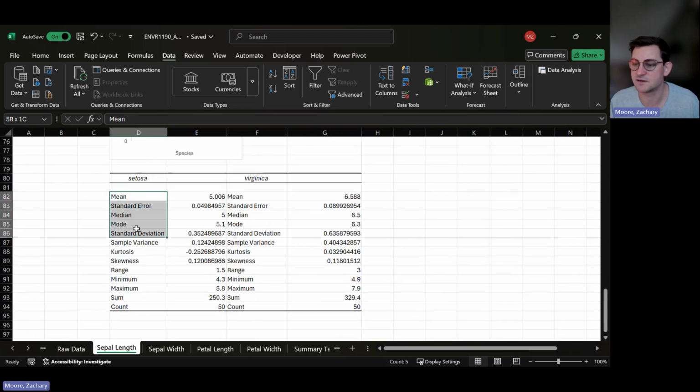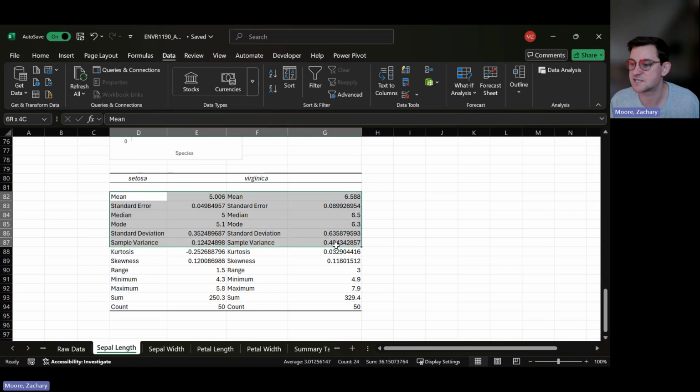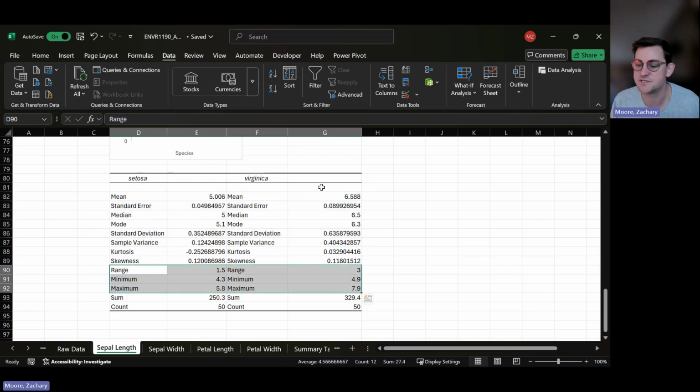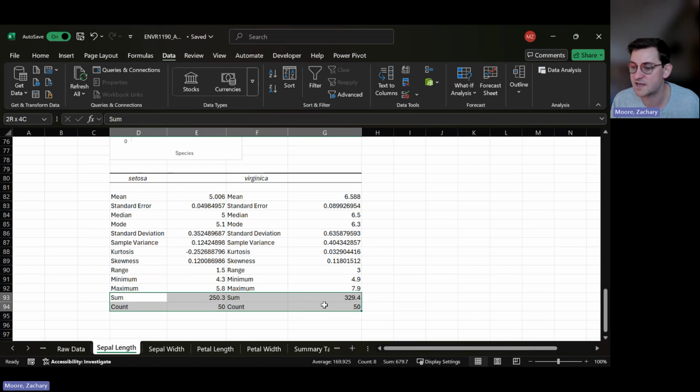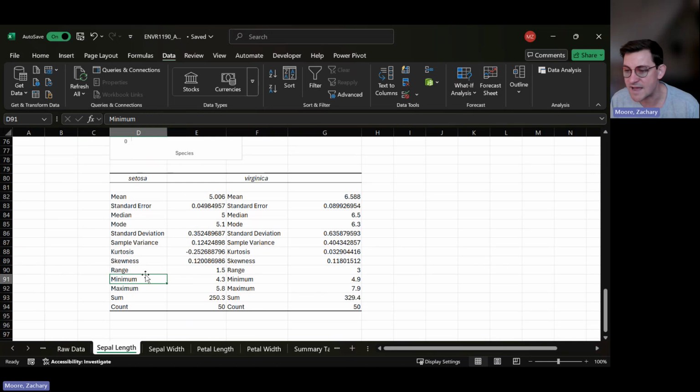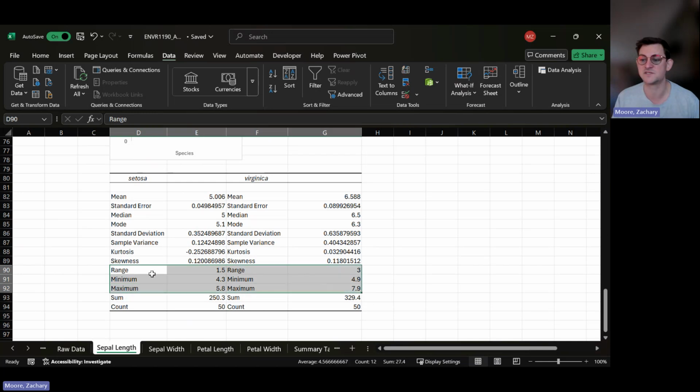So it gives us our regular things that we're more familiar with, which is our mean, standard error, median, mode, standard deviation, sample variation, range, minimum, maximum for each of these different populations, the sum, the count. So our n is 50, the total sum of the lengths, which doesn't really mean anything, our maximum, our minimum, our range. It gives us all of these wonderful things.